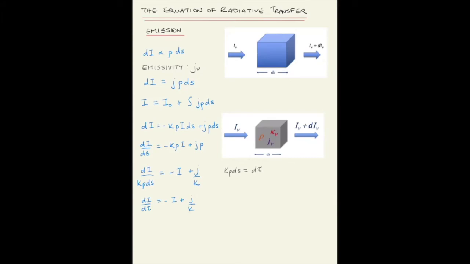We call j over kappa the source function. I'm going to reinstitute here the subscript frequency. This is called the source function. And then we find the final form of the differential equation of radiative transfer. The variation of the intensity with optical depth is going to be proportional to the negative of the intensity plus the source function. So this term here is absorption and this term is emission.